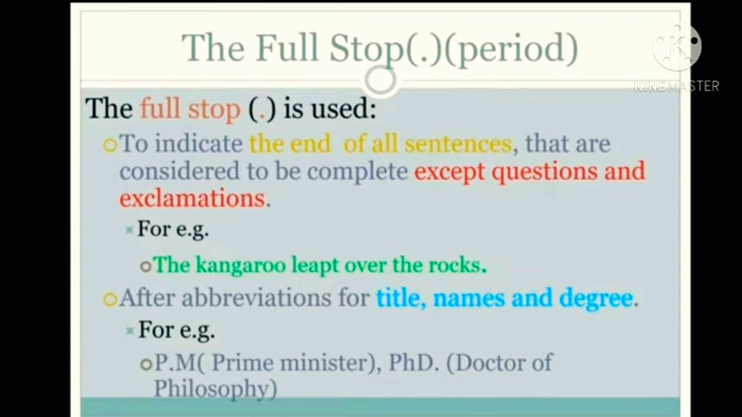For example, the kangaroo leapt over the rocks. So this is a simple declarative sentence, a statement, which has ended with a full stop. So otherwise, at the end of every sentence we mark the ending with a full stop. After abbreviations also, we use a full stop, for titles, names, and degrees. For example, PM is for Prime Minister. PhD is the Doctor of Philosophy. So these are the abbreviations.